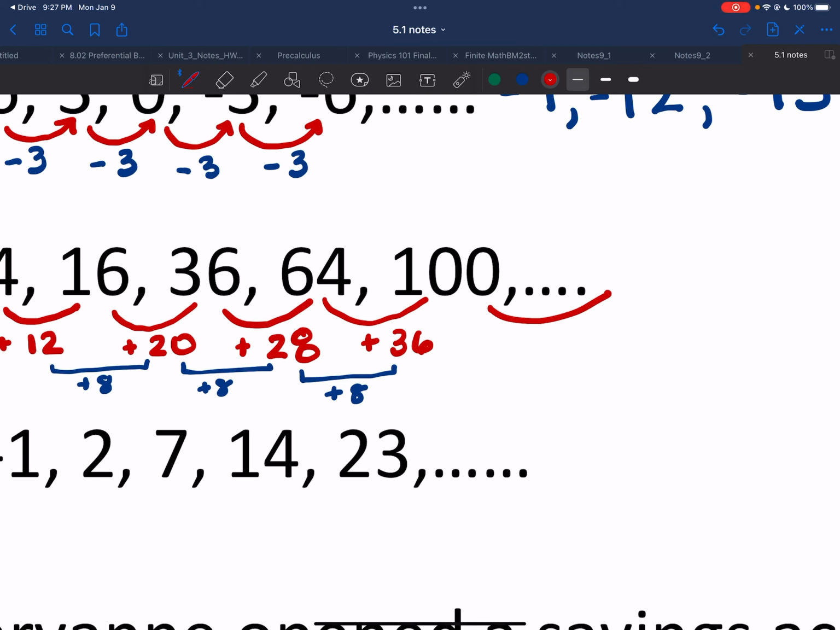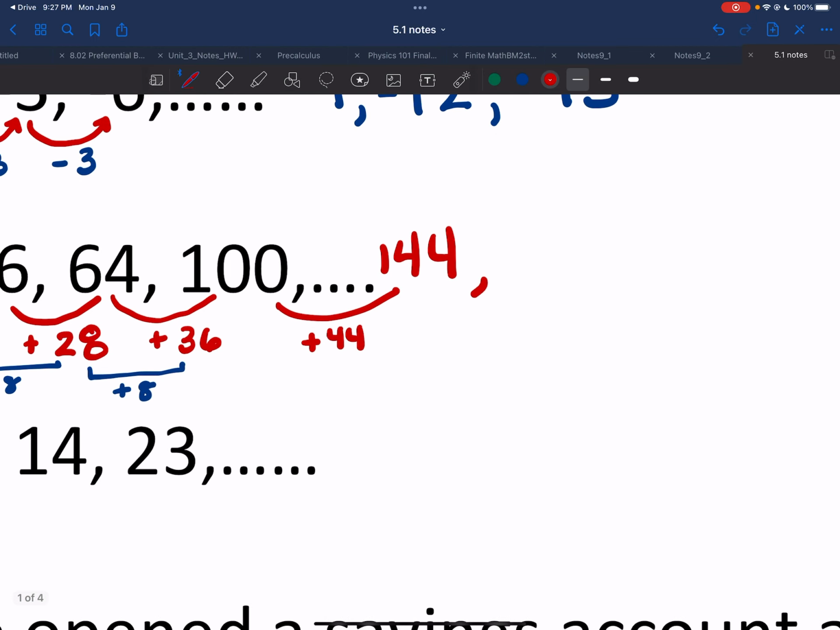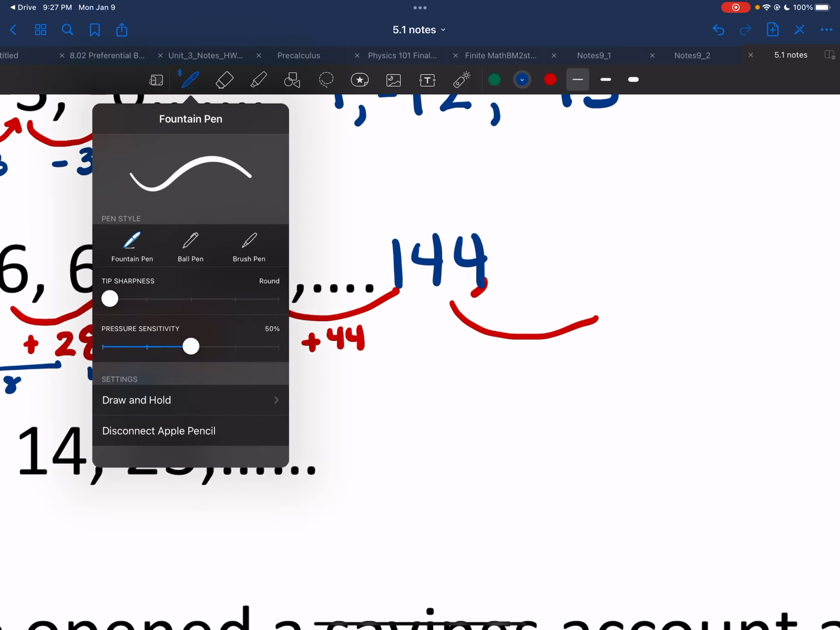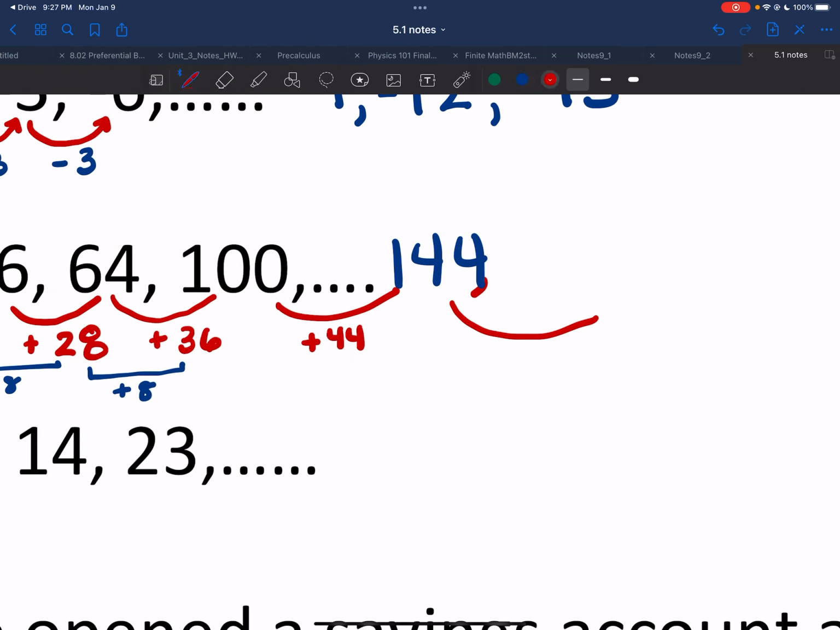36 plus 8 gives me 44. So I'm going to add 44 to 100. So I should have 144. That's my next term. I'll put that 144 in blue just so that we keep it separate. Then 44 plus 8 is going to be plus 52. So if I take 144 and I add 52 to it, that's 196.